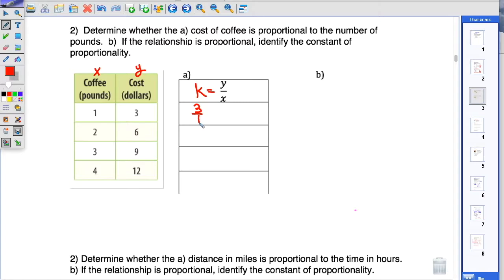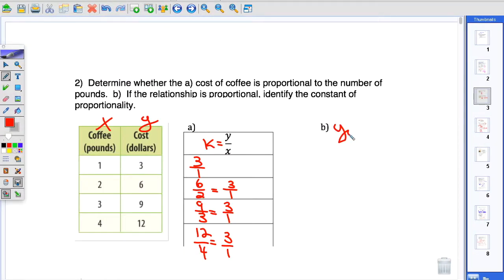It's already simplified. The second one we have 6 over 2, which reduces down to 3 over 1. Then we have 9 over 3, which simplifies down to 3 over 1, and 12 over 4 gives you 3 over 1. So the relationship between our cost and our pounds is proportional. It's $3 for 1 pound, so our constant of proportionality is 3 over 1, which is also your unit rate.